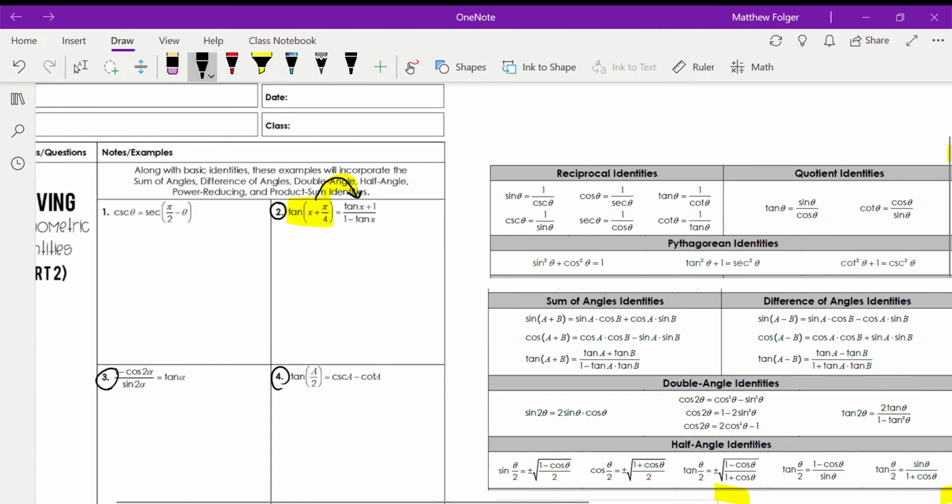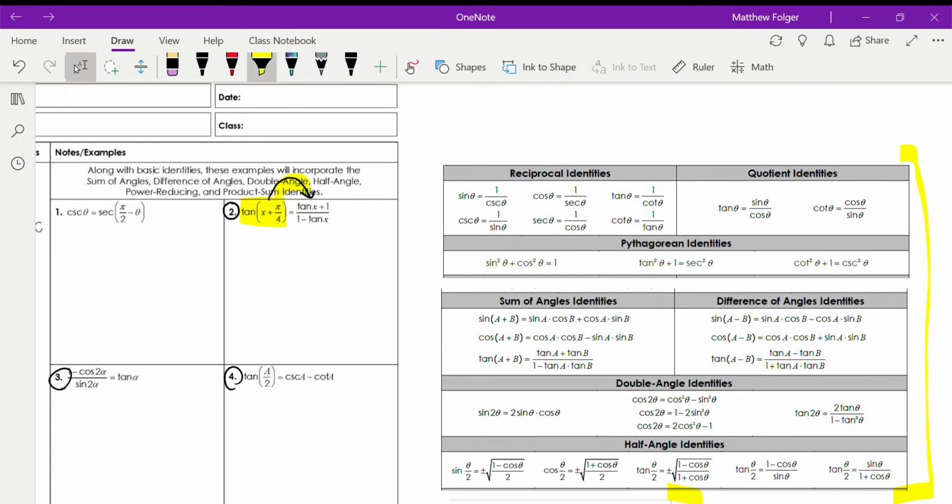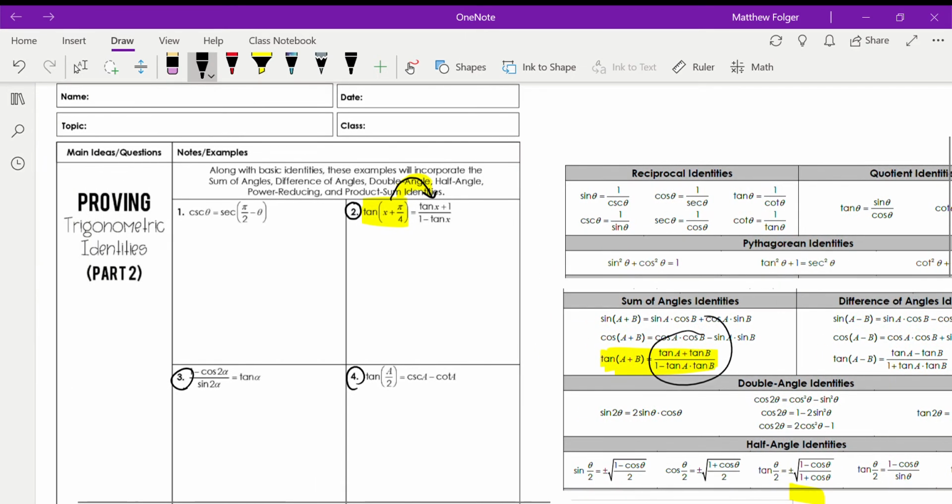Okay, so let's first think about tan of two things added together. Well, that's going to be tan of A plus B, and that is this formula right here. So what we want to do is take this formula, take the left side, and rewrite it like that. So tan A plus tan B over 1 minus tan A times tan B. So let's see what we get there. So tan x plus tan pi over 4, so that's A and B right here, over 1 minus tan x tan pi over 4.